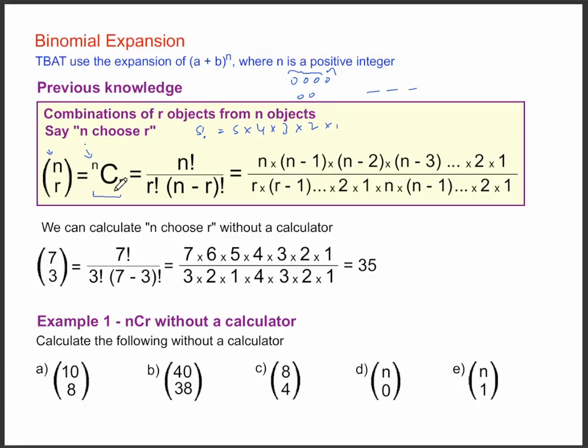And then we would divide it by R factorial, so the bottom number's factorial, multiplied by the top minus the bottom number's factorial. So R factorial times N minus R factorial. So R times R minus 1 all up to times 1. And then we have N minus R, N minus R minus 1, and we'll go on up to 1 as well.